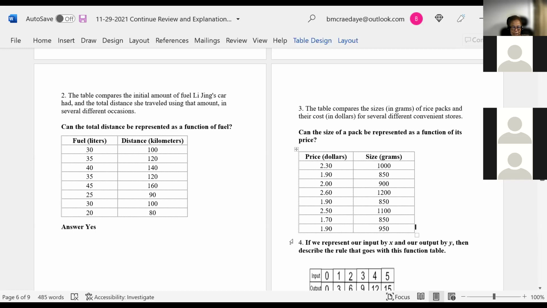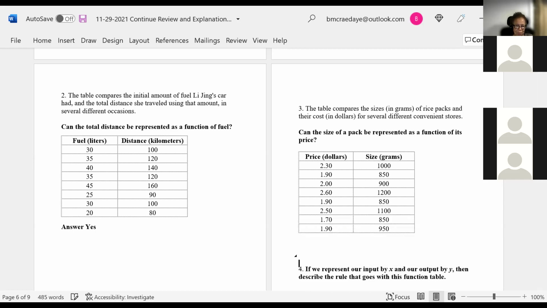No. Why do you say no? But I don't see anything matching. Why do you say no? A size of a pack, can the size of a pack be represented as a function of its price? The function of the pack. Price. Can the size of a pack, and that's the size right here in grams, can it be represented as a function of the price? Yes or no? No, because I don't see anything that matching.